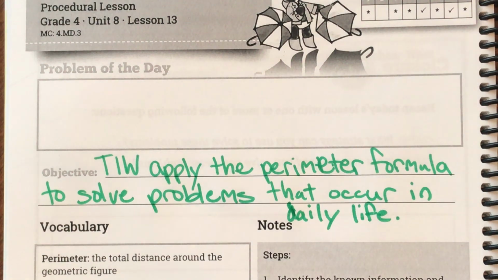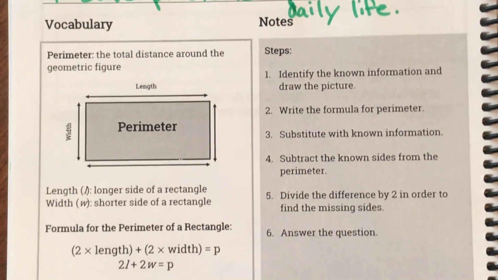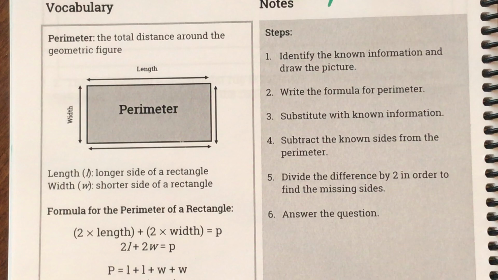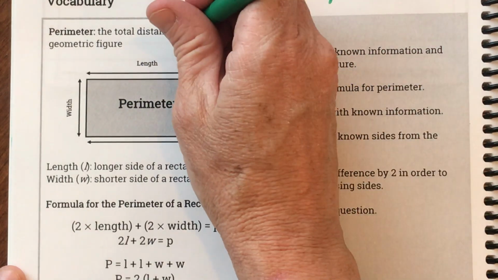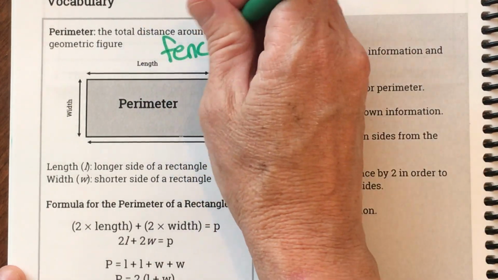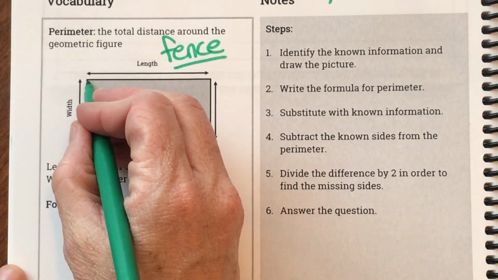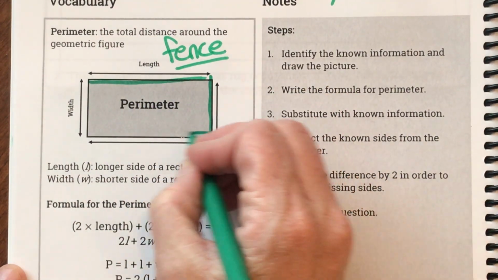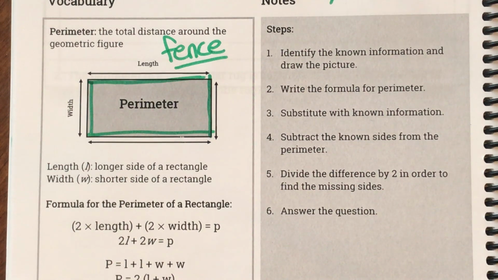Okay, so let's look at our vocabulary. And the first thing we see is a reminder of what perimeter is. It's the total distance around the geometric figure. So the total distance around. So remember, we like to think of a fence. So when I see perimeter, I think I have to have all four sides.